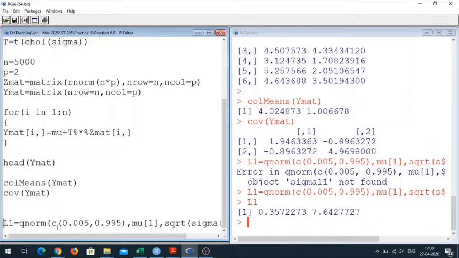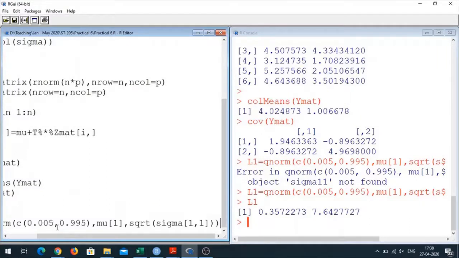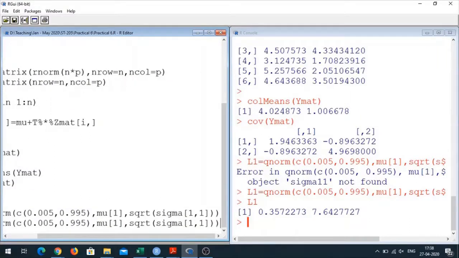Okay, similarly I can compute L2 for the second normal. So it would be sigma 22, mu 2.